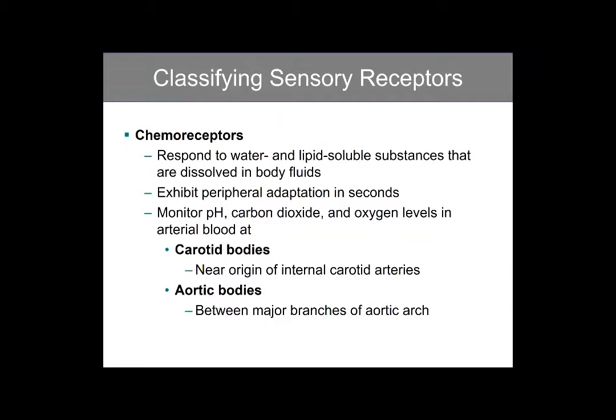Chemoreceptors respond to both water and lipid-soluble substances that just happen to be dissolved within our body fluids. They tend to exhibit a fair amount of peripheral adaptation, and they're going to monitor things like pH, carbon dioxide levels, as well as oxygen levels in the arterial blood. So the carotid bodies are chemoreceptors near the internal carotid arteries. The aortic bodies, for example, are chemoreceptors within the aortic arch. And again, they're going to detect the presence of chemicals, namely pH, carbon dioxide, and oxygen.